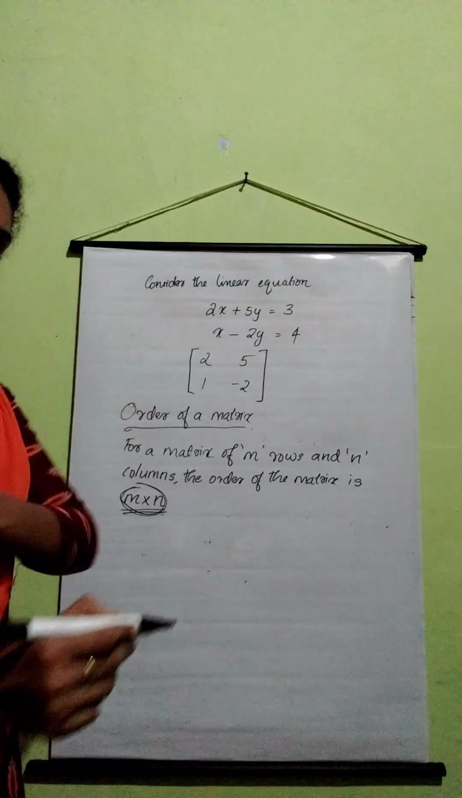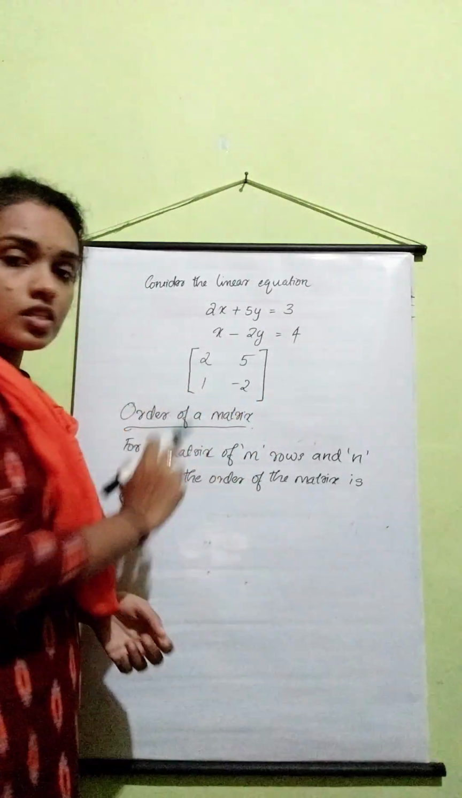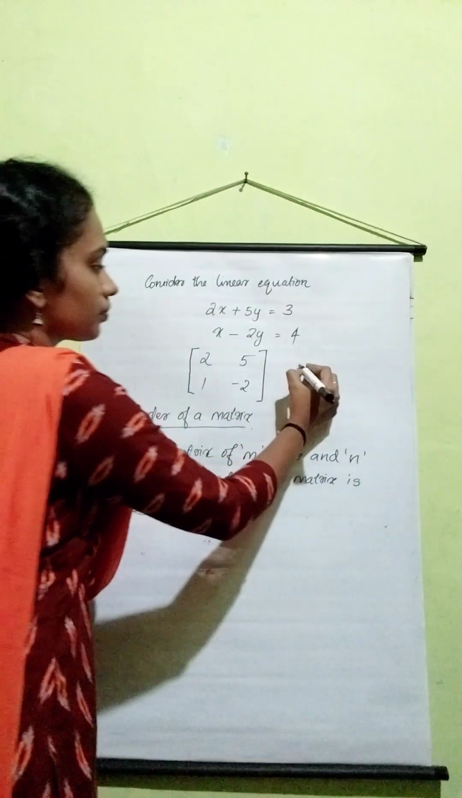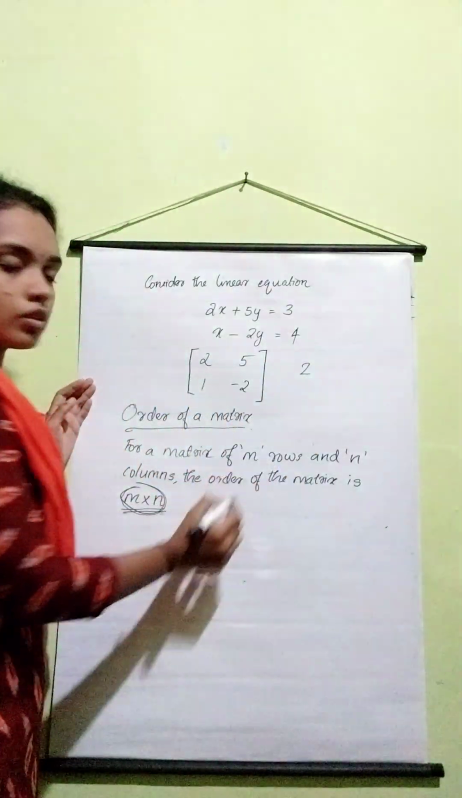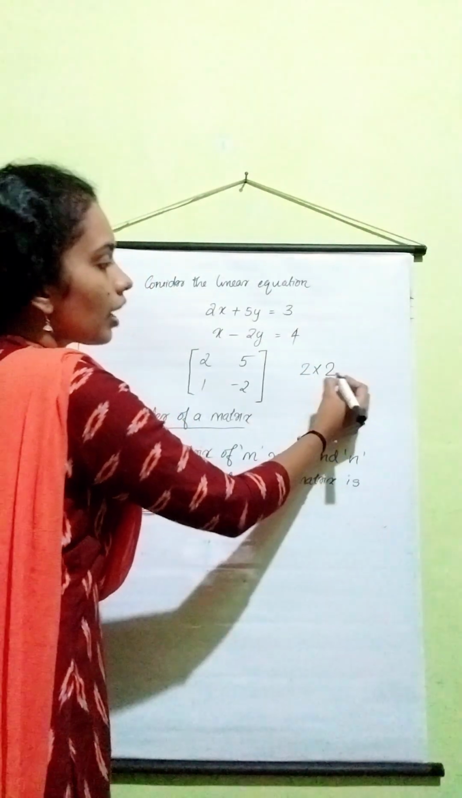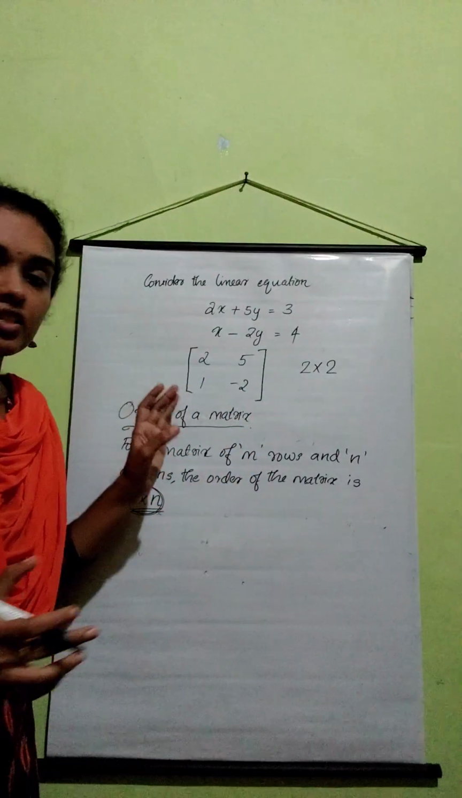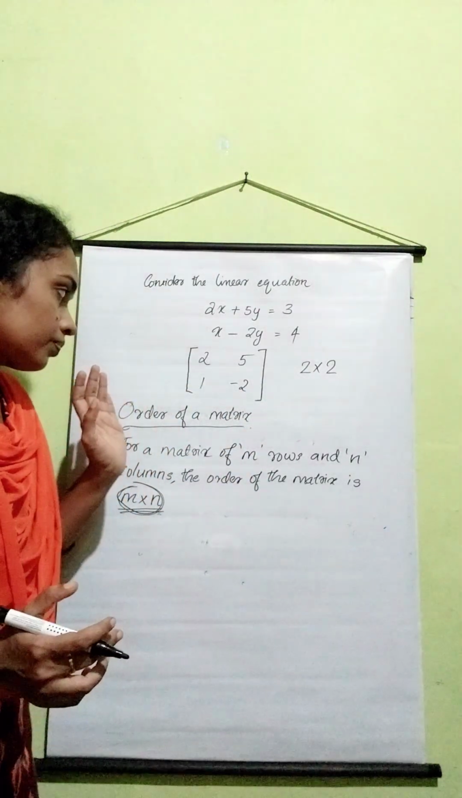We'll consider this matrix. First, we have to count the number of rows. Here it has how many rows? 2 rows. How many columns? 2 columns. So, the order of the given matrix is 2 by 2. So, it is a 2 by 2 matrix.